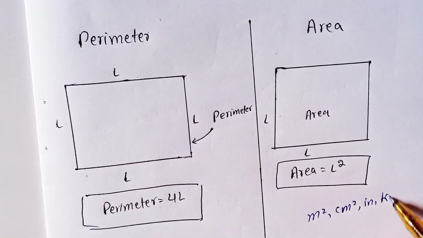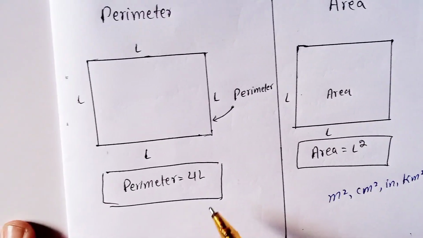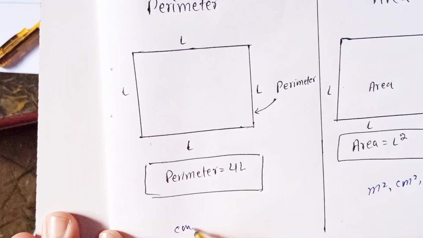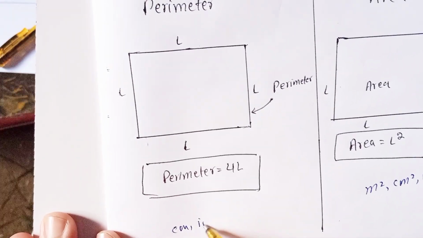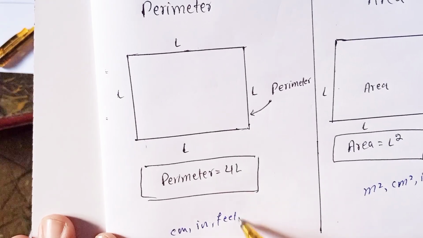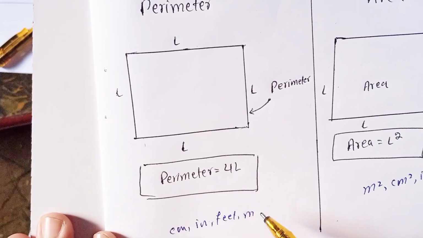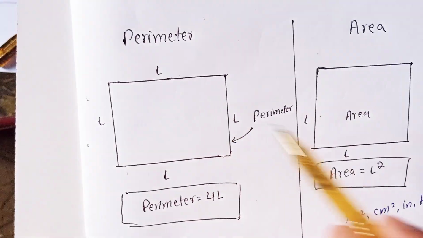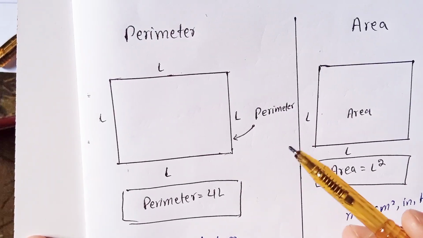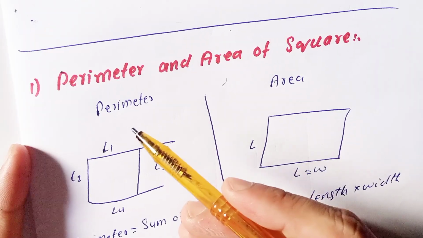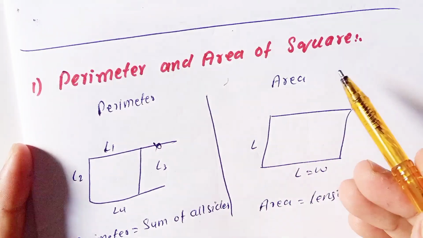or kilometer square. Right. On the other hand, perimeter is measured in units like centimeter, inch, feet, meters, etc. Right, so this is the difference between the perimeter and area. We are going to discuss the perimeter and area of some of the shapes, right? Now we are going to calculate the formula for the perimeter and the area of square.